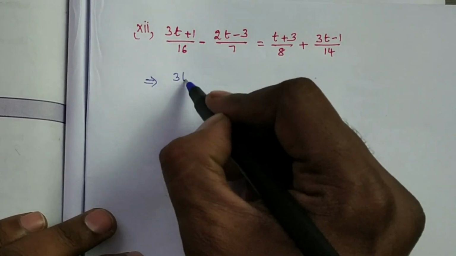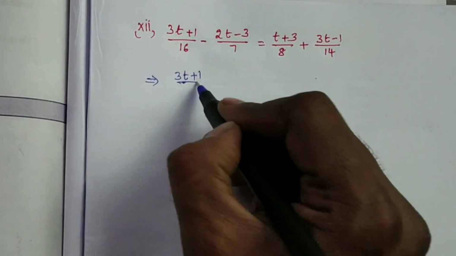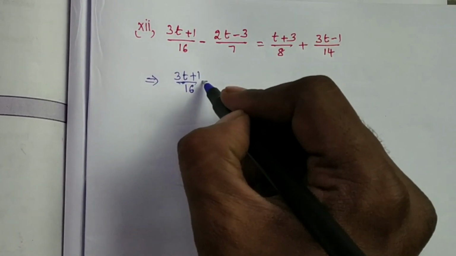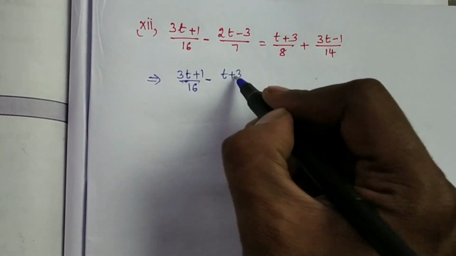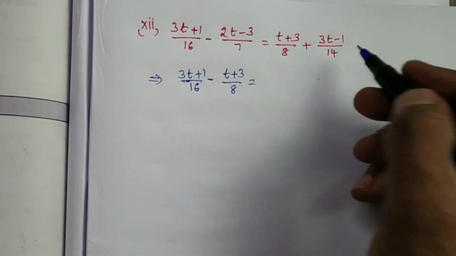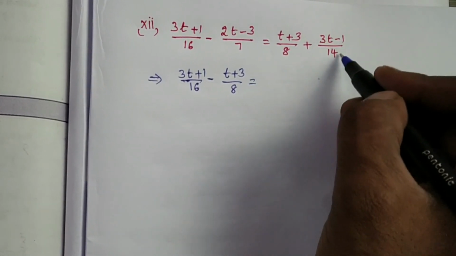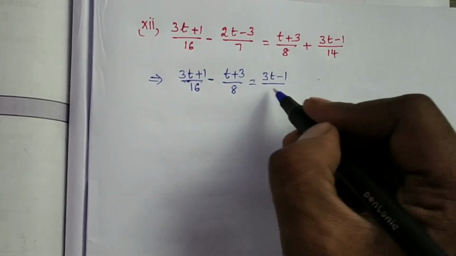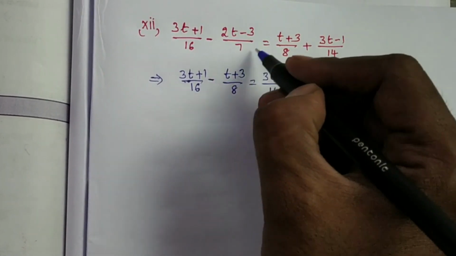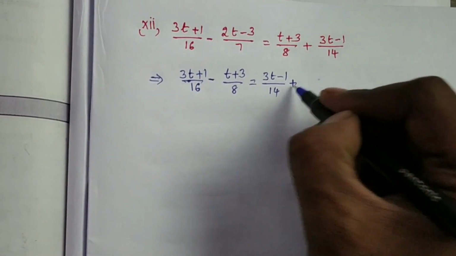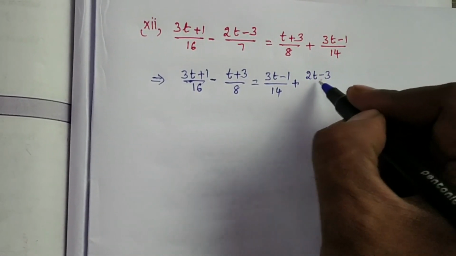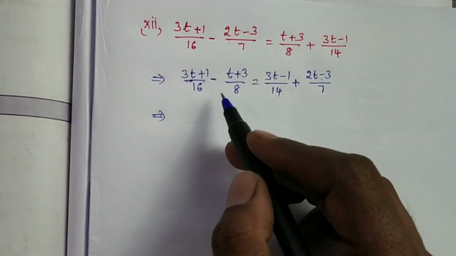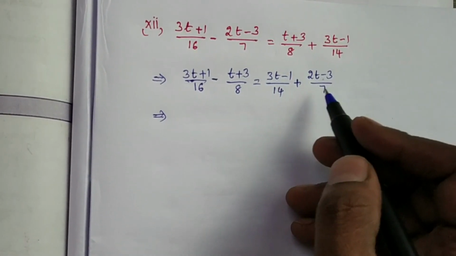So 3t plus 1 by 16, this is plus t plus 3 by 8, so send this side, then it will be minus t plus 3 by 8 is equals to, already 3t minus 1 by 14 is on the right hand side, so write as it is 3t minus 1 by 14, send minus 2t minus 3 by 7, then it will be plus 2t minus 3 by 7 this side. Now do LCM on the left hand side and right hand side too.